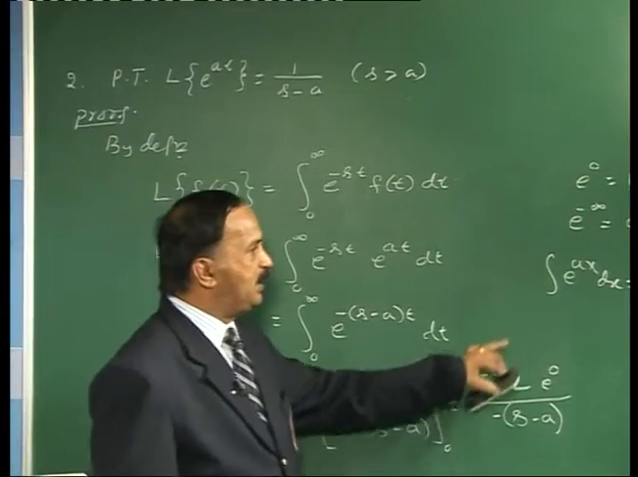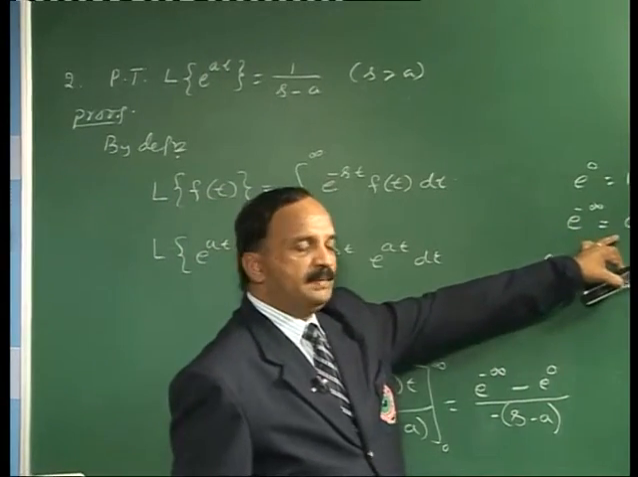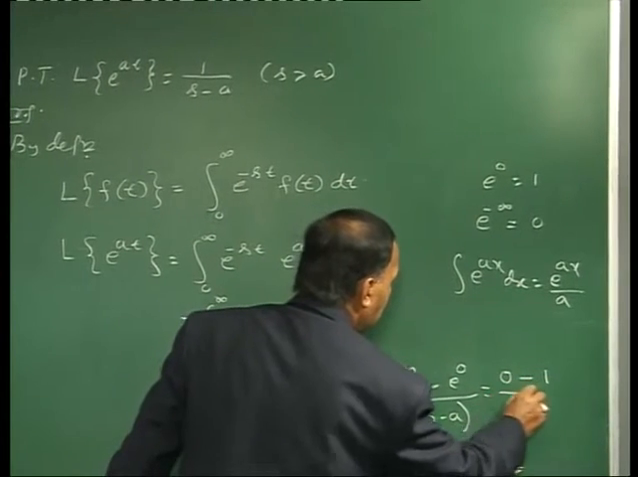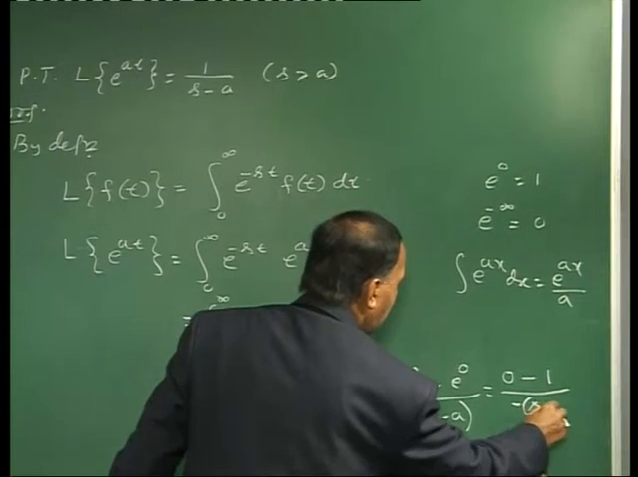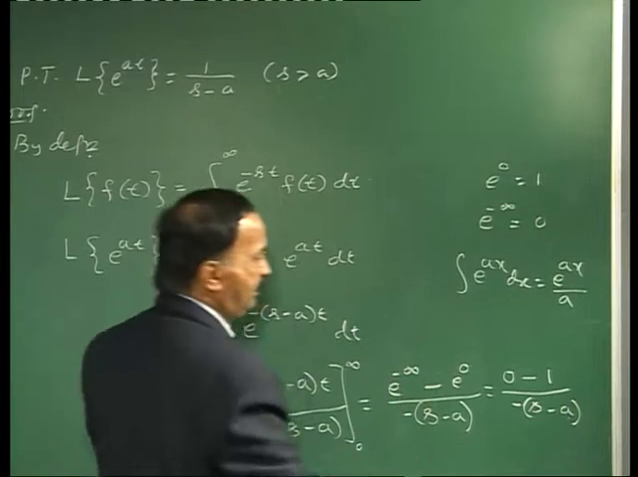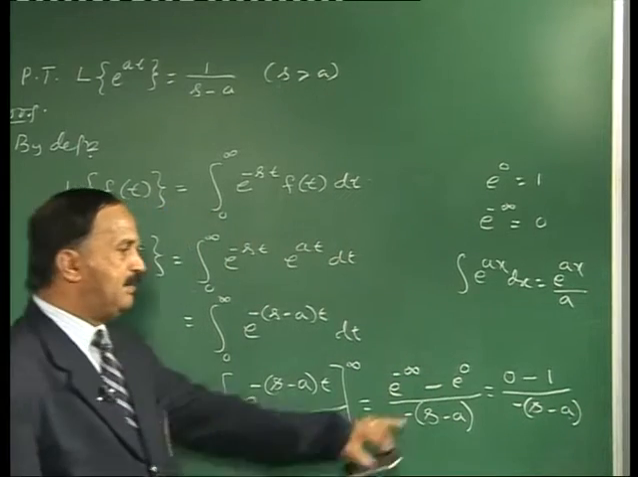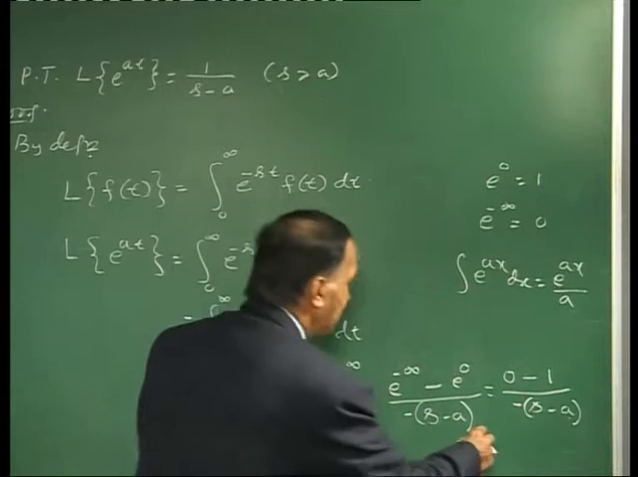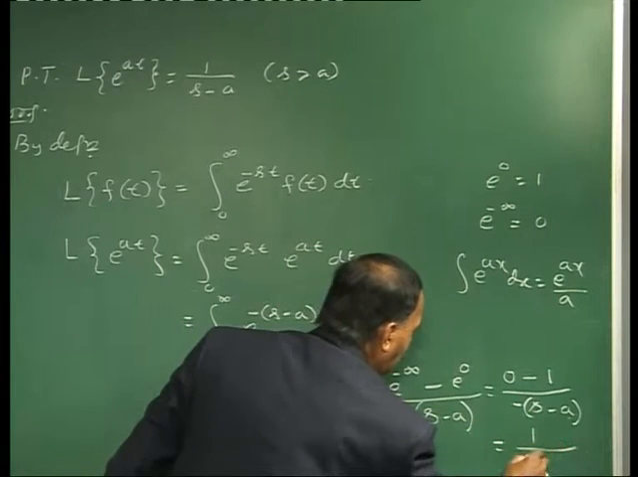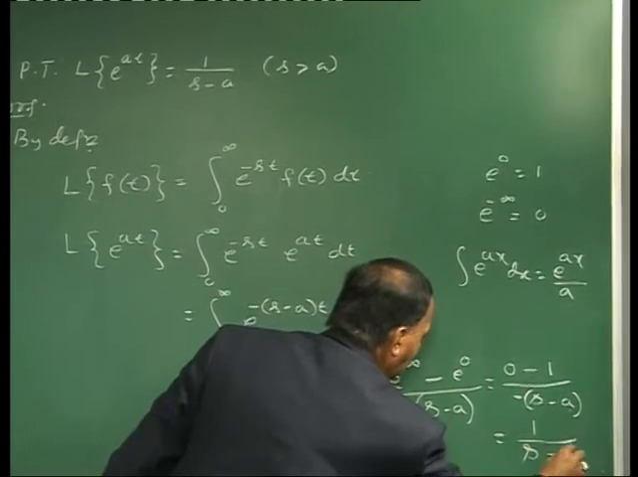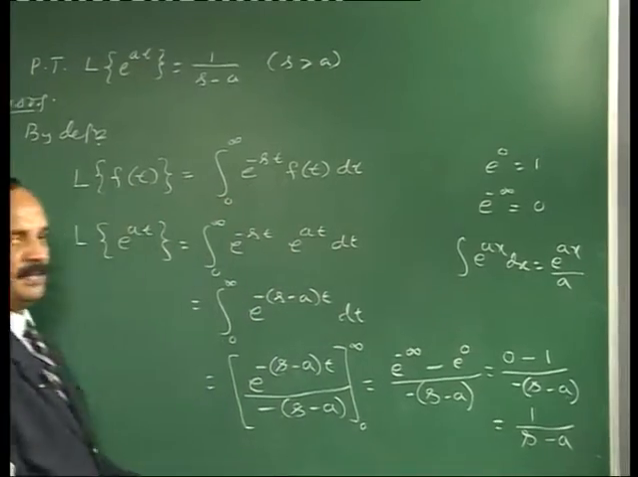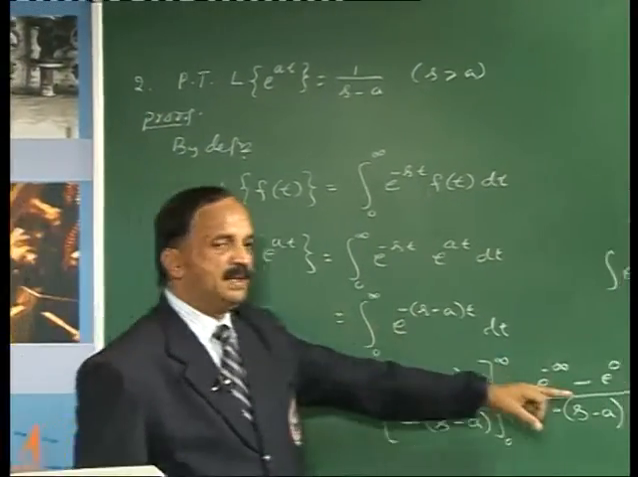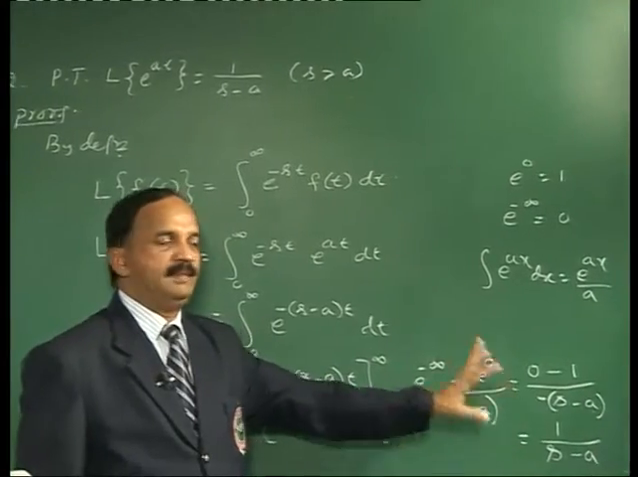Again we know e to the power of minus infinity is 0. E to the power of 0 is 1, by minus (s minus a). Here minus minus cancel, the remaining is 1 by s minus a. So this is equal to 1 by s minus a. That means L of e to the power of at is equal to 1 by s minus a.